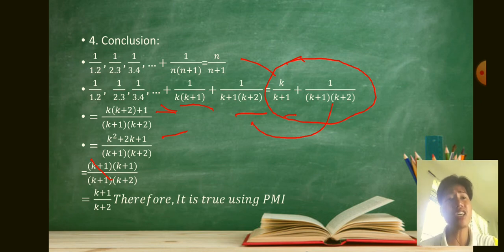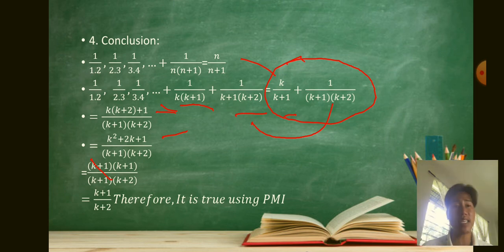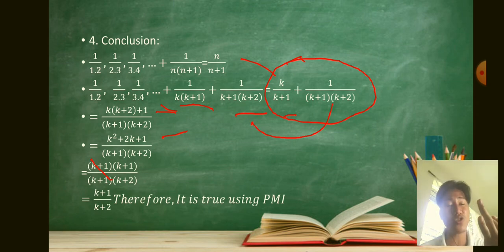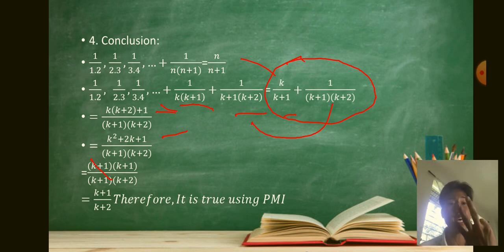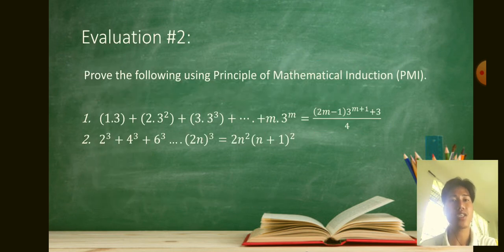So again, there are four steps in the principle of mathematical induction. First is show that it is true when n equals 1. Second, assume that it is true when n equals k. Third is show that it is true when n equals k plus 1. And last is the conclusion. So here, for the evaluation, prove the following using the principle of mathematical induction, or PMI.